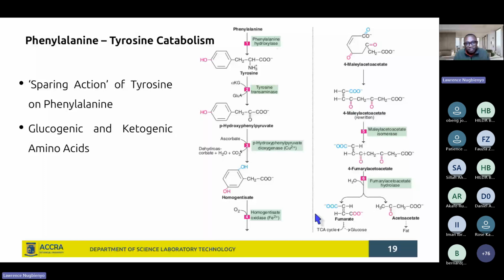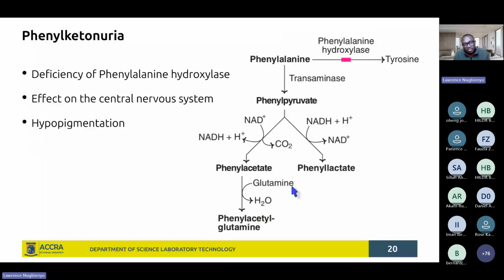Right. Now, what can happen with phenylalanine if there is some deficiency, something wrong with the metabolism of phenylalanine? You see, phenylalanine can get hydroxylated to give you tyrosine. And the enzyme involved there was phenylalanine hydroxylase. The red sign you see on that arrow is referring to deficiency of phenylalanine hydroxylase. That can result in the condition phenylketonuria. It means there's going to be accumulation of phenylalanine.